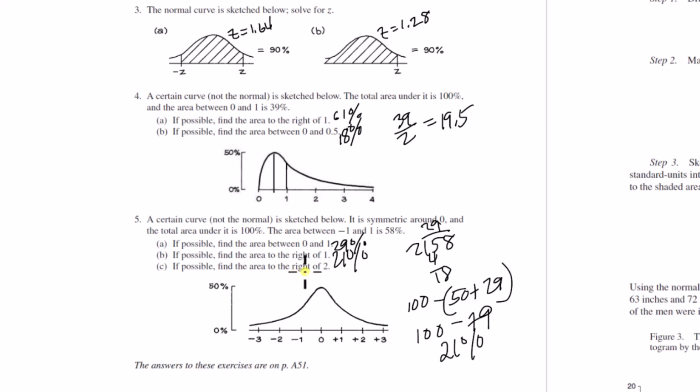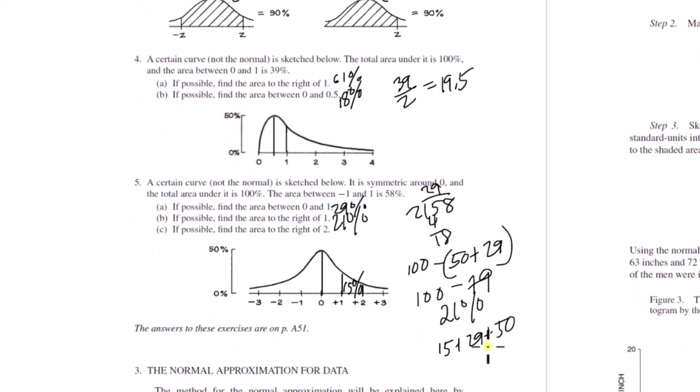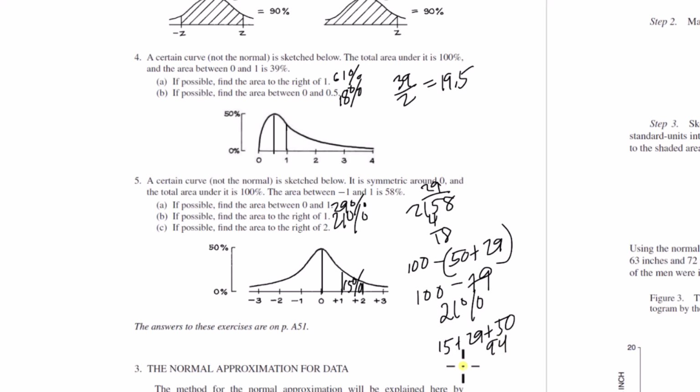If possible, find the area to the right of 2. Well, we don't know because it only gives us this information, but if we had to guess, if this area is 29%, then what would this area be? Half of that, maybe. So if this is 15%, what is 15 plus 29 plus 50? This is 94. So what's 100 minus 94? 6. So if you had to get a rough estimate, you'd say 6.